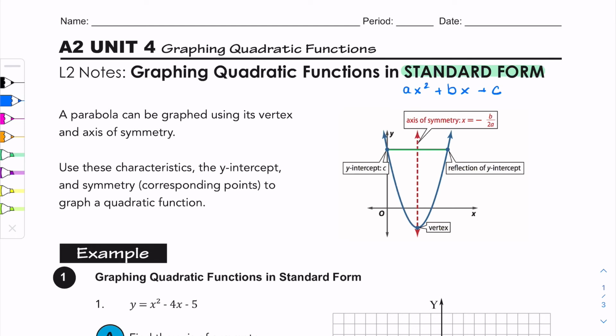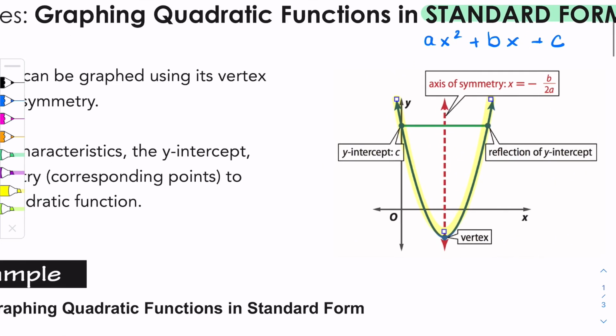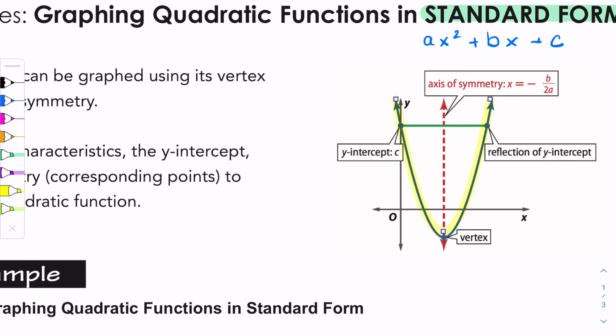So when we graph quadratic functions, we're graphing the shape of a parabola, and it looks like a U. We're going to use the vertex and the axis of symmetry to achieve this graph. We're going to use those two values to identify obviously where the vertex is, but also where the center of the parabola is, which we will use as a reflection line.